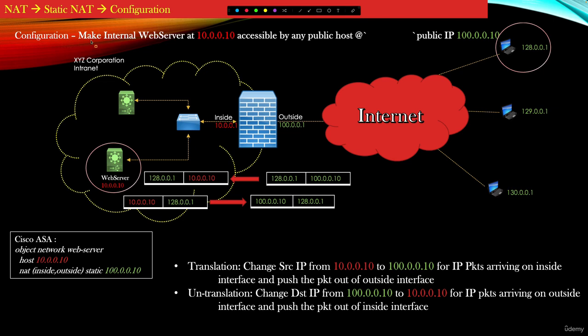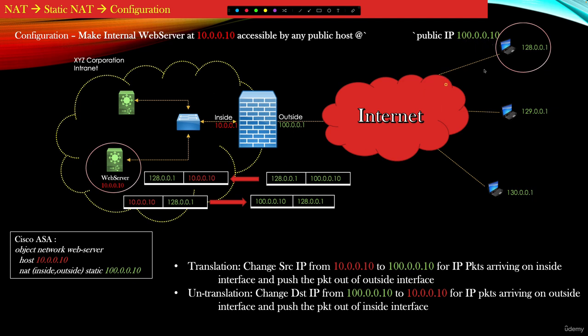So guys, finally we reached the point where we will learn how to configure the static NAT. We are going to configure the static NAT on an ASA firewall. Our problem statement is to make the internal web server 10.0.0.10 accessible by any public host present anywhere on the internet using a public IP address 100.0.0.10.